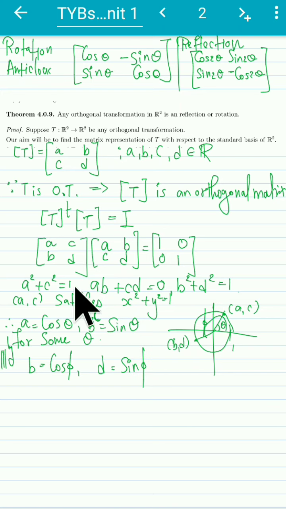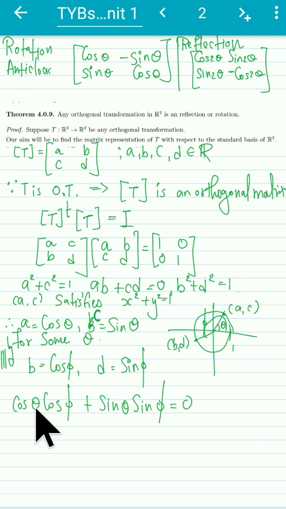Let us utilize this equation. From that I get cos theta cos phi plus sin theta sin phi is equal to 0. This is the same as cos of phi minus theta is equal to 0. Now we know that cos of some angle is equal to 0 if and only if that angle is plus or minus pi by 2, because it is 0 at 90 degrees and it is 0 at minus 90 degrees, correct?